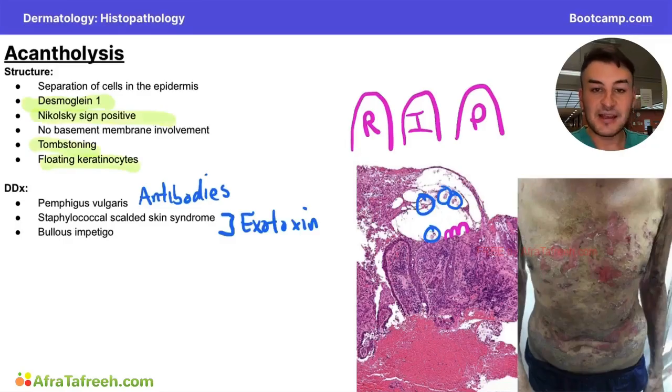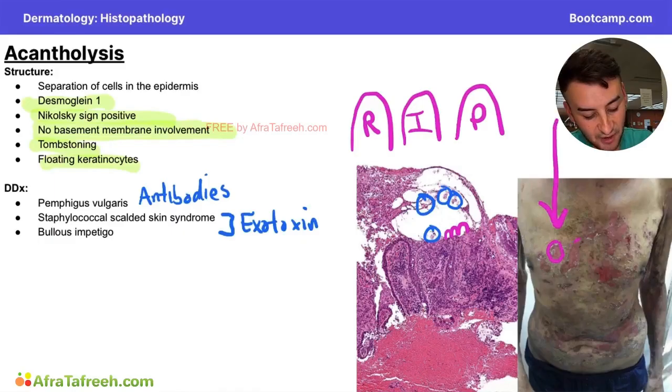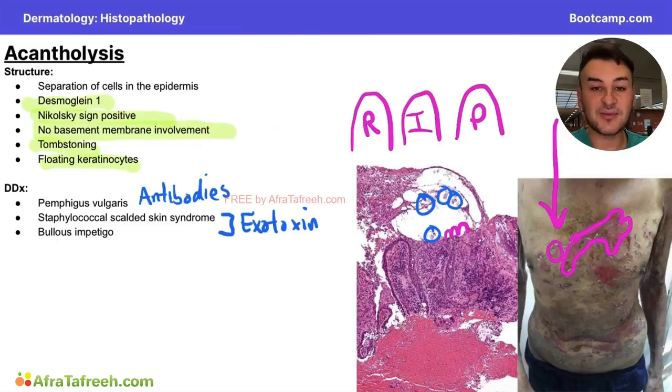sign positive. Now, things are Nikolsky sign positive when we have separation of individual layers of the epidermis without basement membrane involvement. So that's key. No basement membrane involvement here. Now, let's describe what Nikolsky sign positive looks like clinically. So if we look at this picture of pemphigus vulgaris in this gentleman here, you can see that he has blisters that have all sloughed off. They have opened up very easily. These blisters will open at the slightest touch of a finger, and that is what characterizes Nikolsky sign positive, and the histological description of that is going to be acantholysis.